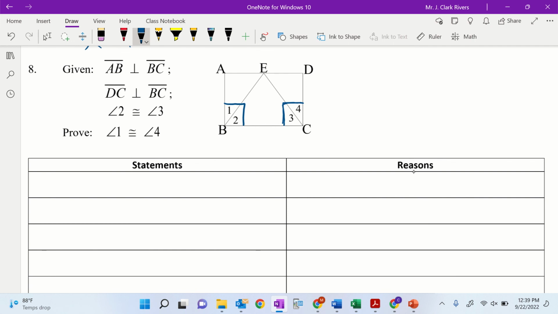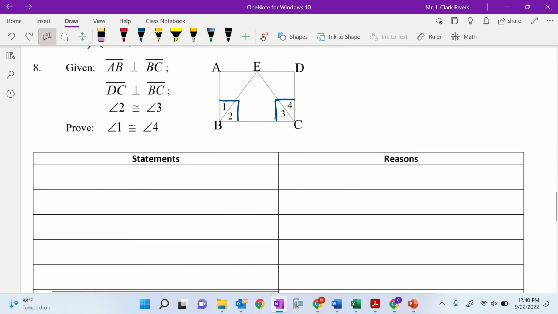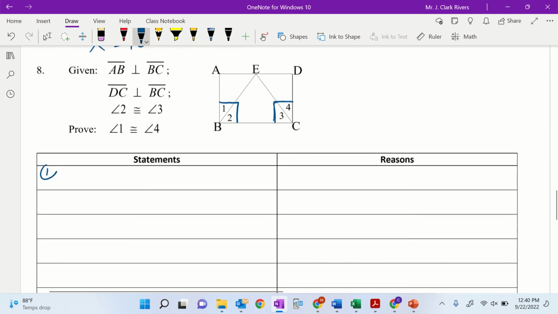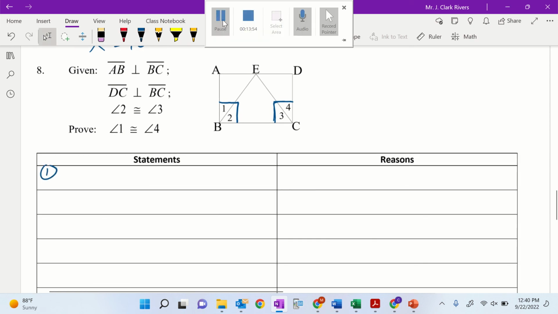Also, we're told that angle 2 is congruent to angle 3. We'll get to that in a second. We're trying to prove that 1 is congruent to 4. So we know this is going to be our last statement: angle 1 congruent to angle 4. Let's see how we get there. Let's start with our given information. I'm just going to pause the video while I write this down.